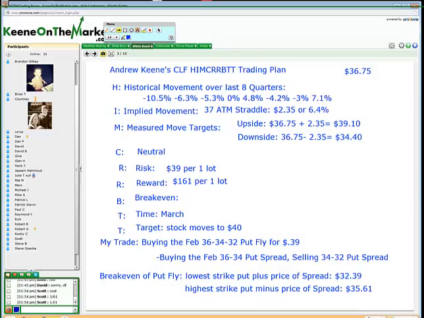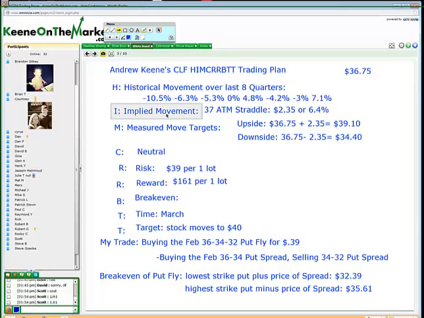So a little tip or trick for put flies, how to figure out break evens. It's one of the hardest things to do, to figure out a break even. So the break even of a put fly is going to be the lowest strike put plus the price of the spread, and then the highest strike put minus the price of the spread. Okay? So these are the two break evens for this trade, and I would make money anywhere in between on the spread.